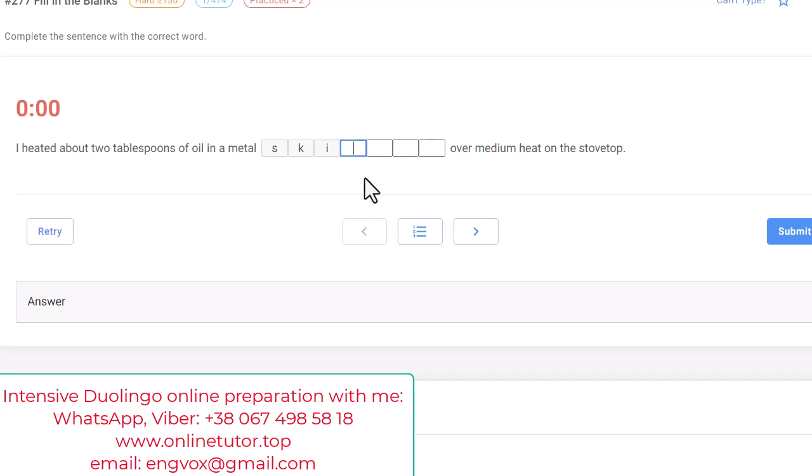So now we have approached stage number 3, which is the direct selection of a word. If you know this word, you're lucky. If you don't know this word, you're in trouble. I know this word now because I remember several months ago I didn't know it and I had to look at the correct answer. So it is skillet.